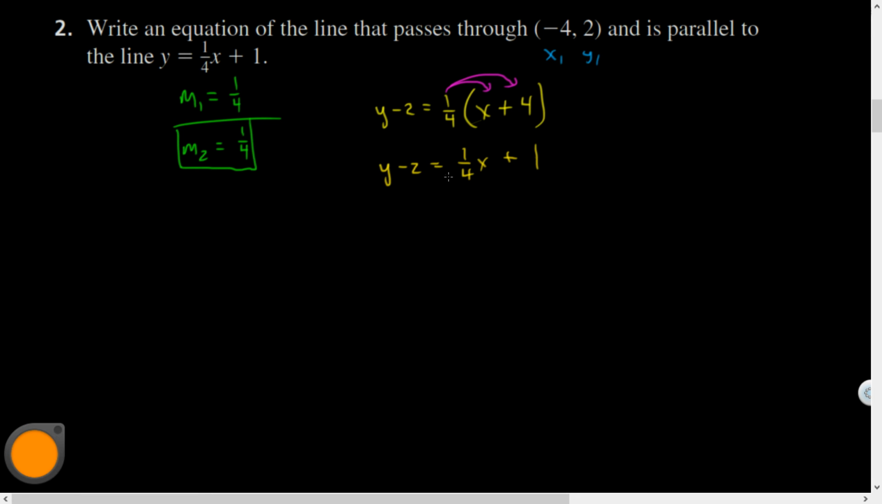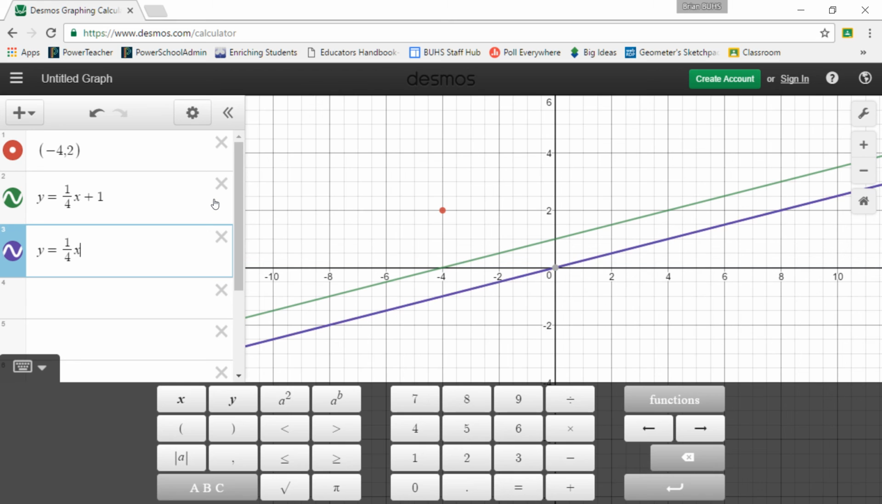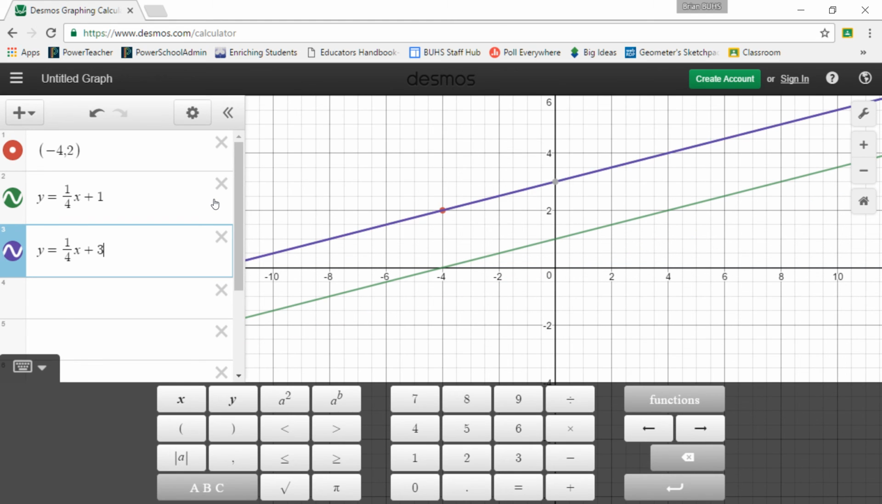And how do I get y by itself? Add 2. So here's our line. I think we found it. y equals 1/4 x plus 3. Let's graph it. That is actually the y-intercept that we predicted earlier as well. y equals 1/4 x plus 3. Bam! Nailed it. You see that? Hit the point. Backboard, right, from across the gym. So great. It's amazing.